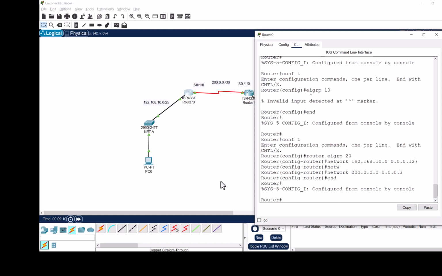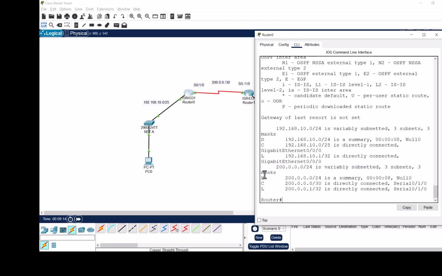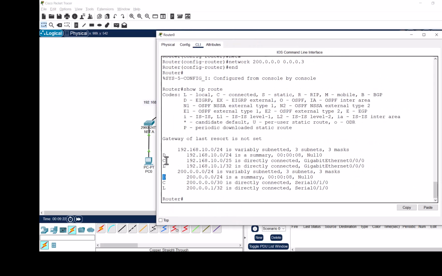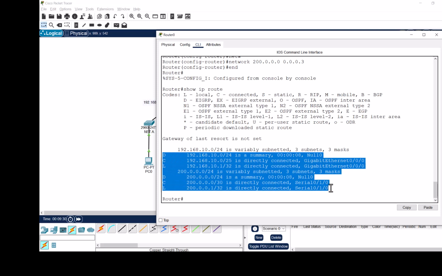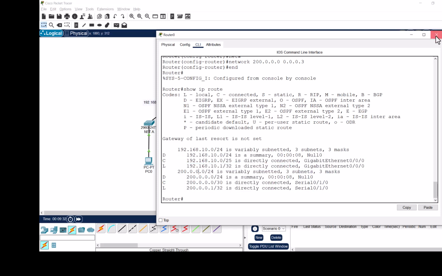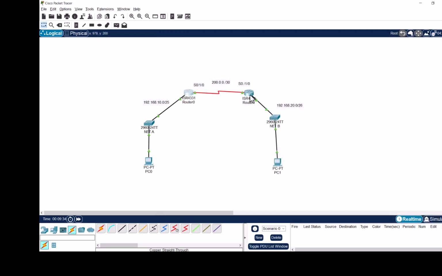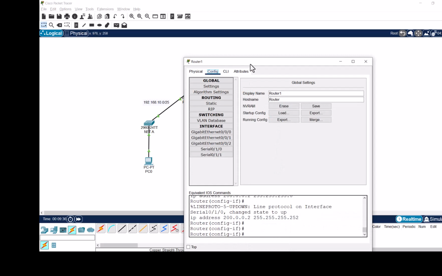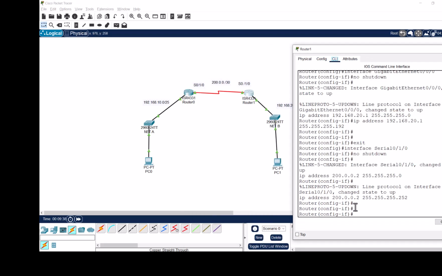If you want, show IP route, and you will see that you have a network D here. And how many networks D? D. So what is D? D is EIGRP. So I don't have any static routes here. I have two dynamic. So how is this going to work? Let us first configure the second one with the two LANs or two networks.